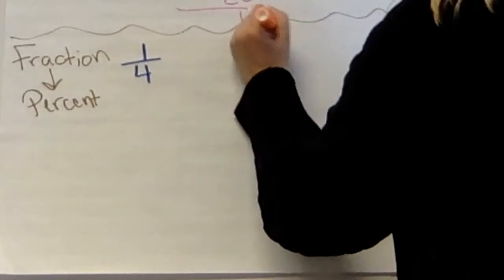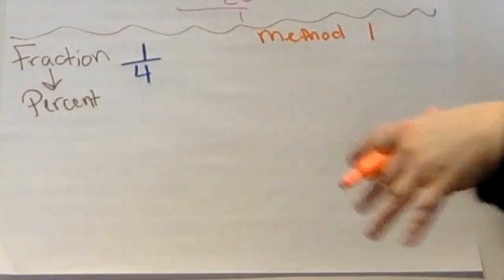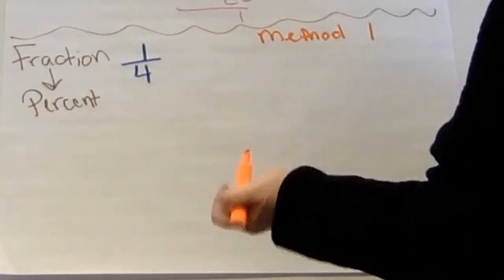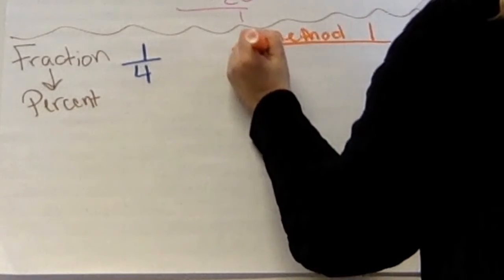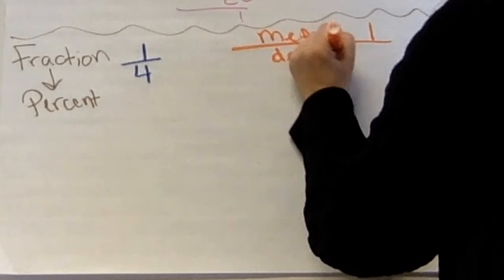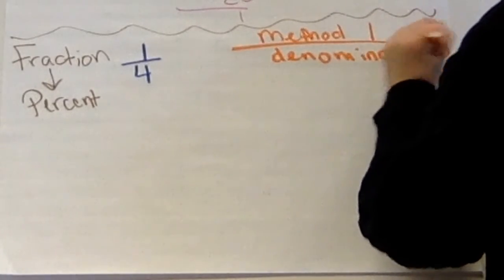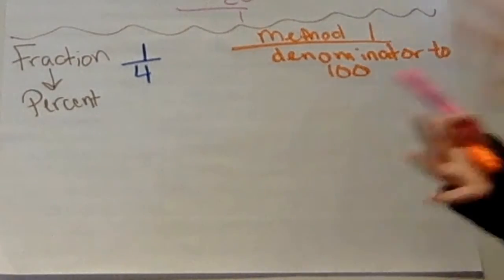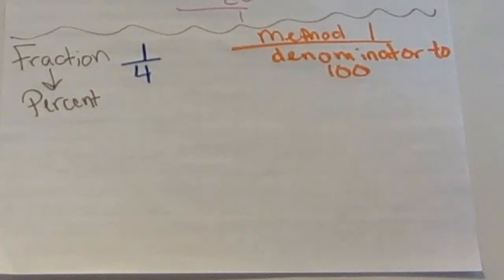If you can, since it is percent and it's out of how much? 100. So if you can get that denominator to 100. So method 1: denominator to 100. I can do method 1 with this one. You can't with all of them. All of the fractions that you use aren't going to go into 100 evenly on the denominator.